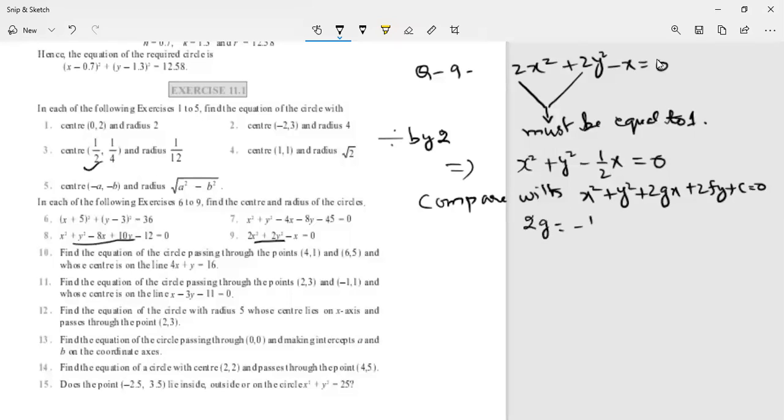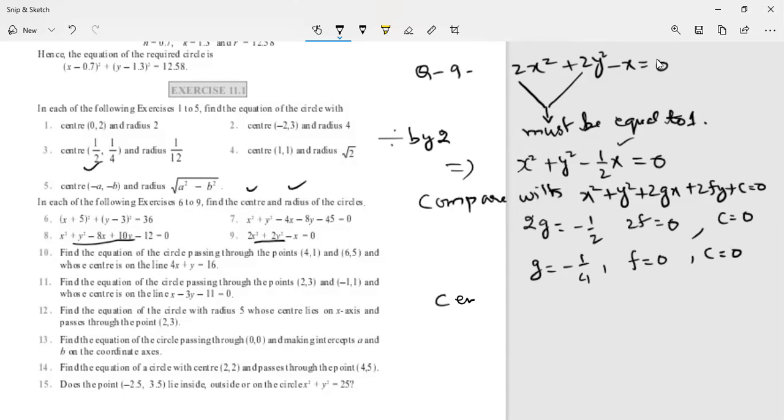Minus 1 by 2. And 2f, f is not there, the y term is not there, so 2f is equal to 0. c is also not there, so c is equal to 0. So on comparing, we get g is equal to minus 1 by 4, f is equal to 0, and c is equal to 0. And what do we have to find? We have to find the center and radius.